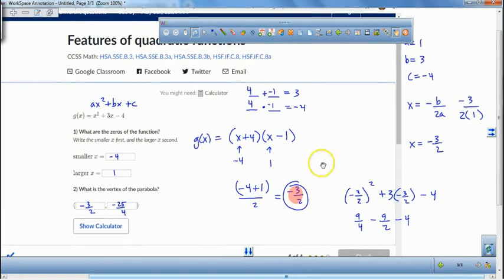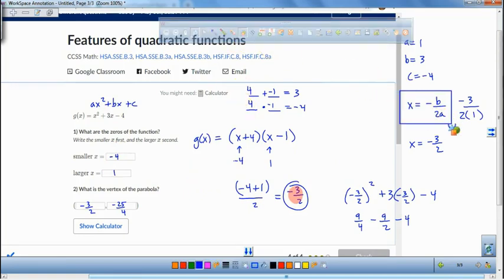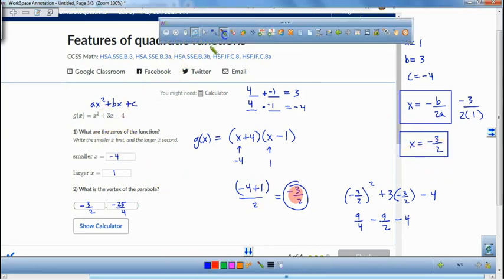All right. So we factored it. We got our negative 4 and 1. Then we found our smaller and larger 0. Then all we did was use x equals negative b over 2a. We plugged in our values, got negative 3 over 2, and then took that information and plugged it back into the equation to get our y value for our vertex. We plugged it in there and there, and got negative 25 over 4.